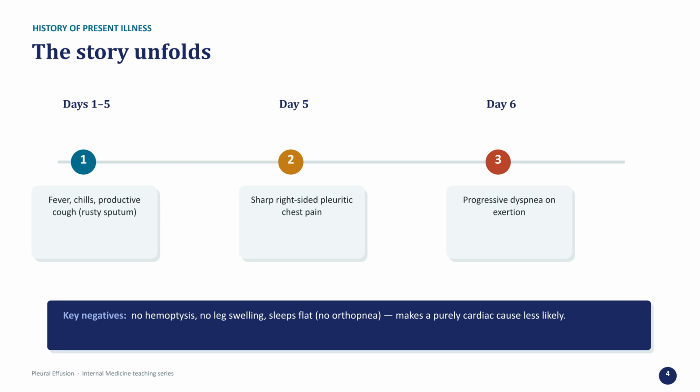The patient's history is revealing. His symptoms evolved over 6 days, culminating in his current dyspnea. Notably, he denies hemoptysis, leg swelling, or orthopnea. These key negatives help us move away from purely cardiac causes and toward infectious ones.